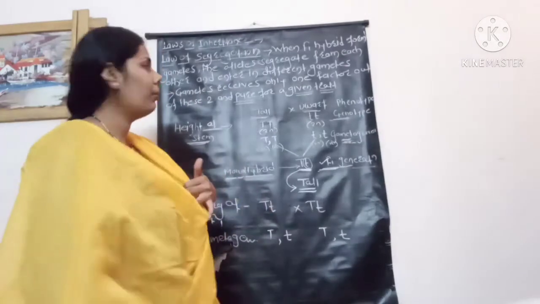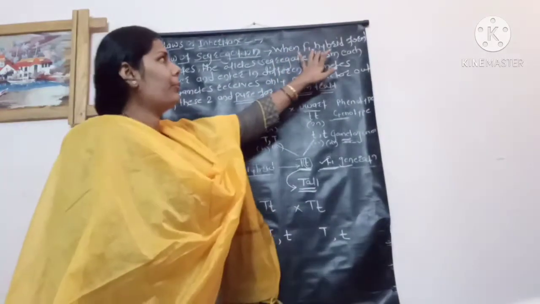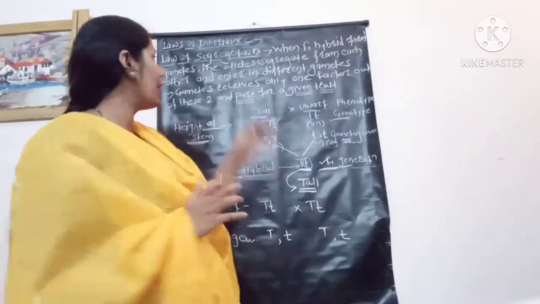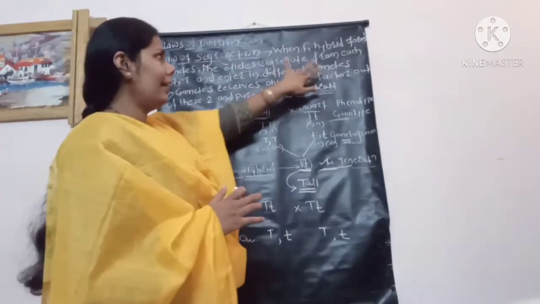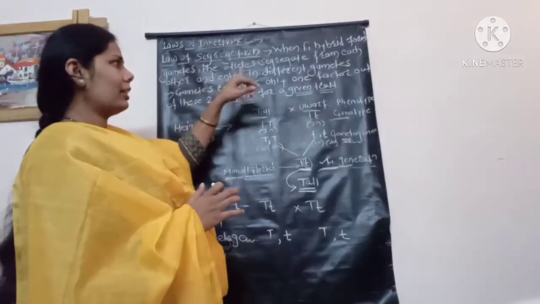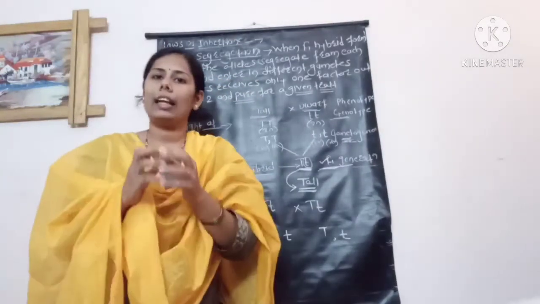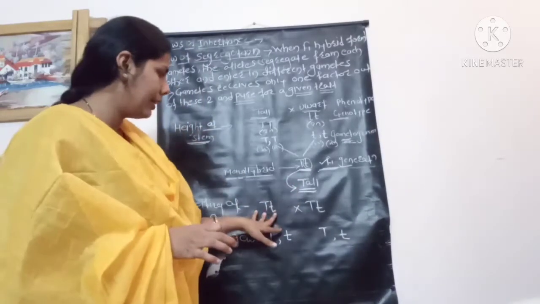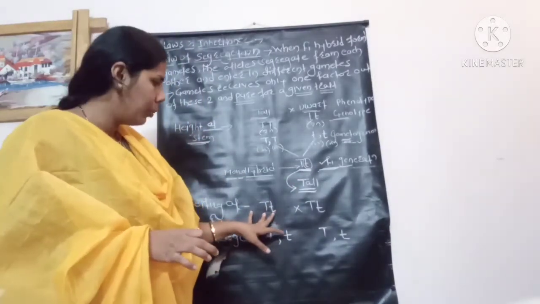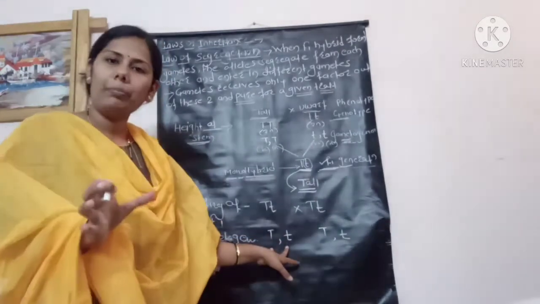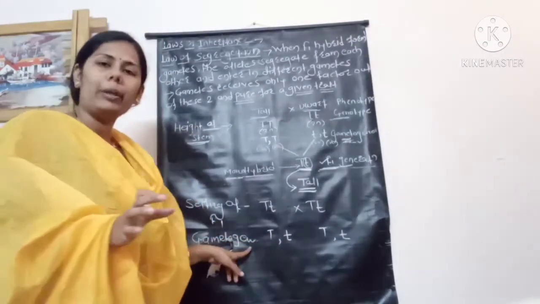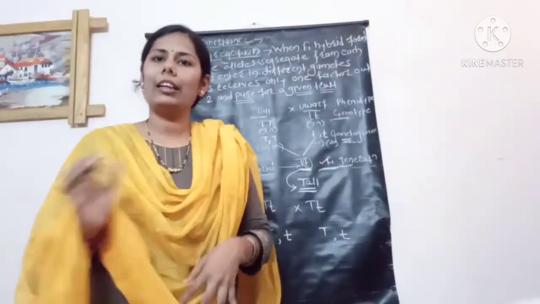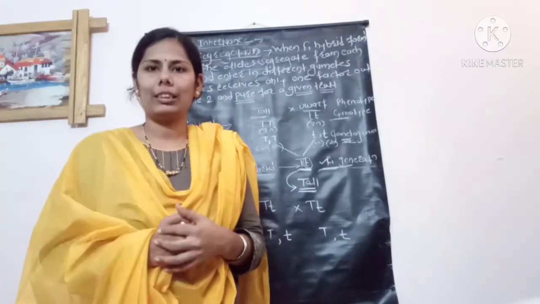Now the statement: when the F1 hybrid forms gametes, the alleles segregate from each other and enter different gametes. These alleles undergo segregation or separation. Here capital T and small t both segregate or separate during the process called gametogenesis. And the process of gametogenesis is achieved through meiosis.